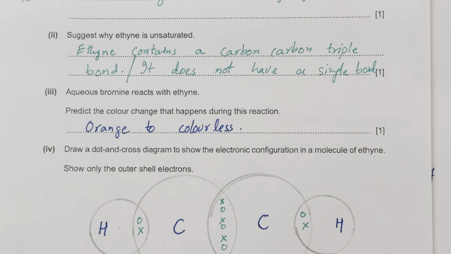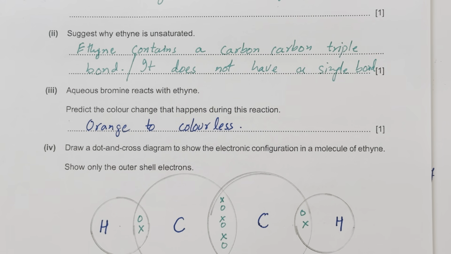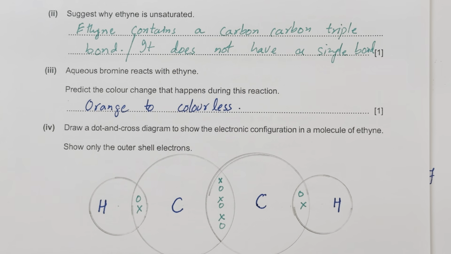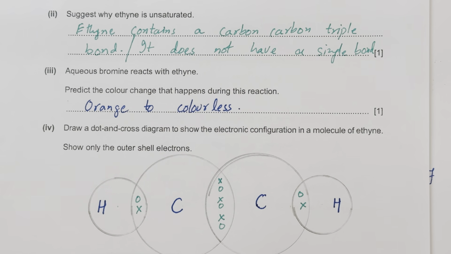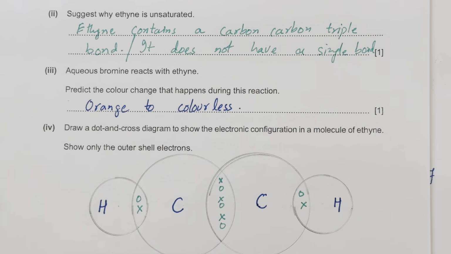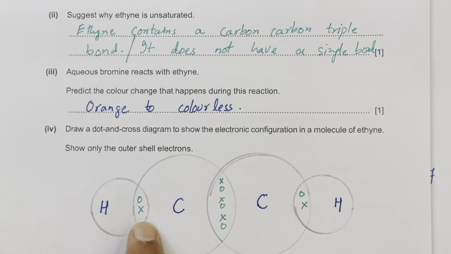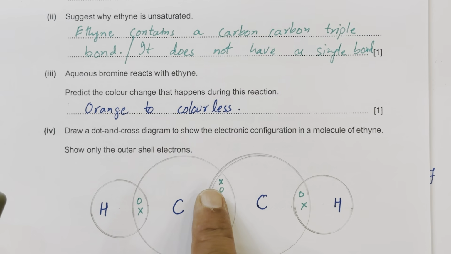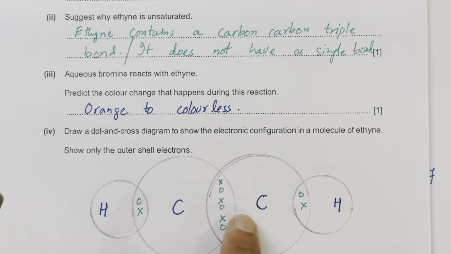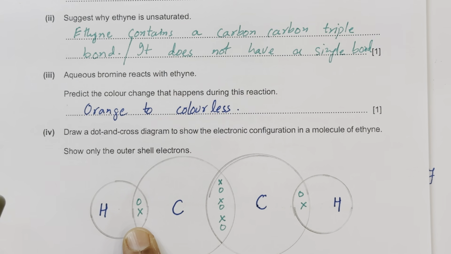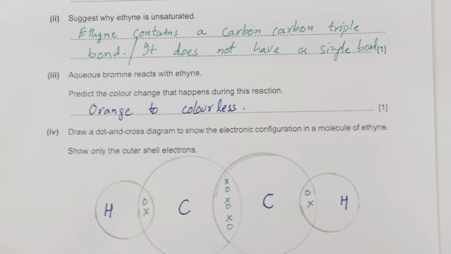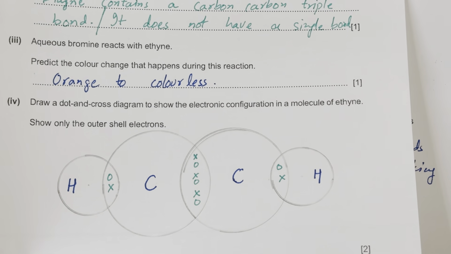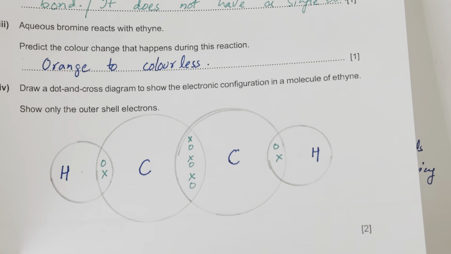Moving to fourth part. Draw a dot and cross diagram to show the electronic configuration in the molecule of ethyne. Show only the outer shell. We know that hydrogen has 1 electron and carbon has 4 electrons, and this carbon has 4 electrons, so a triple bond will be made between the carbons, and one bond is shared with hydrogen, one bond is shared with hydrogen. So this is how we're going to show the electronic configuration of the outer shell of ethyne.